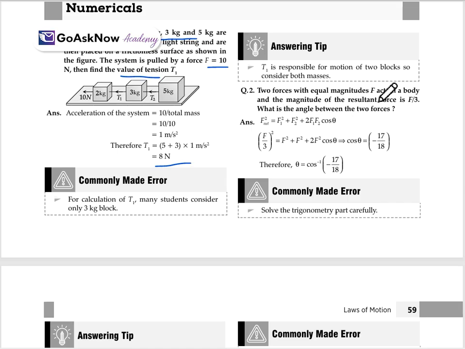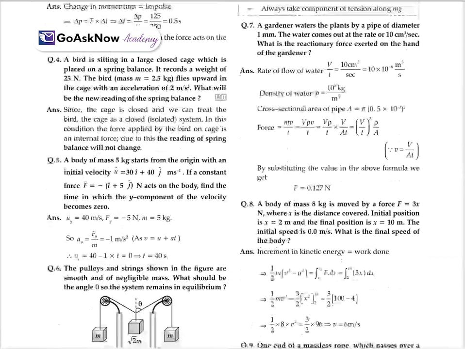Two forces with equal magnitude F act on a body, and the magnitude of the resultant force is F by 3. What is the angle between the two forces? We know F net equals the square root of F1 square plus F2 square plus 2 F1 F2 cos theta. We substitute all the values, F upon 3, from the question. Then we get the angle theta is equal to cos inverse of minus 17 upon 18.